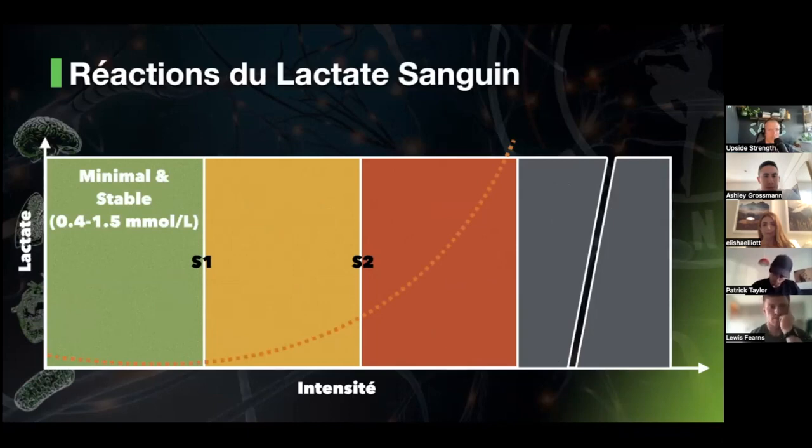And that's low intensity in the moderate domain. We're going to see elevated but stable levels of lactate between the two thresholds. And that can vary greatly from one person to the next.